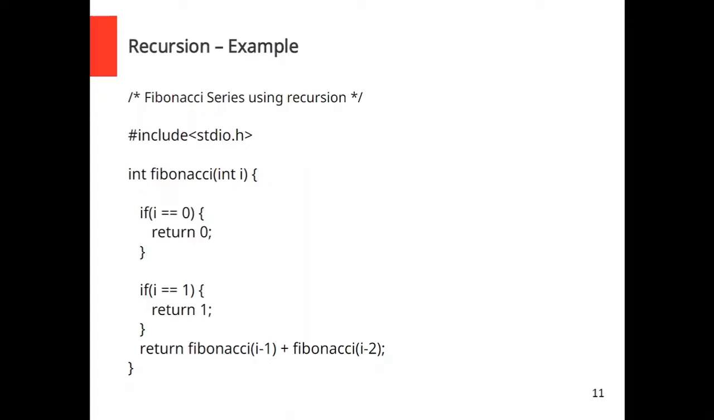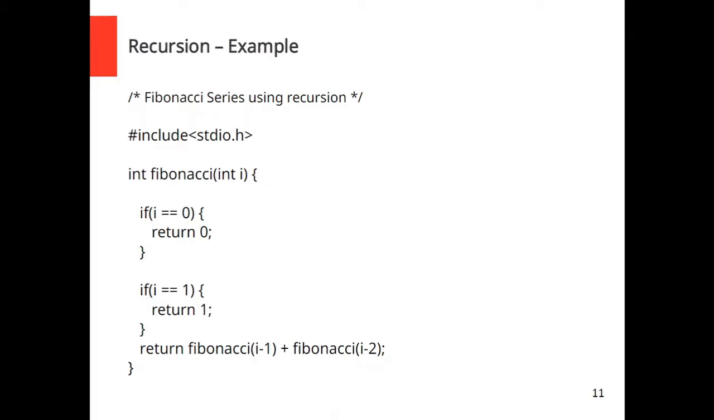This function Fibonacci accepts i as a parameter, which is of data type int, and the function returns a value of type integer. Based on the value of i, the termination conditions given are: if i equals 0, return 0; if i equals 1, return 1. Otherwise, return Fibonacci of i minus 1 plus Fibonacci of i minus 2.